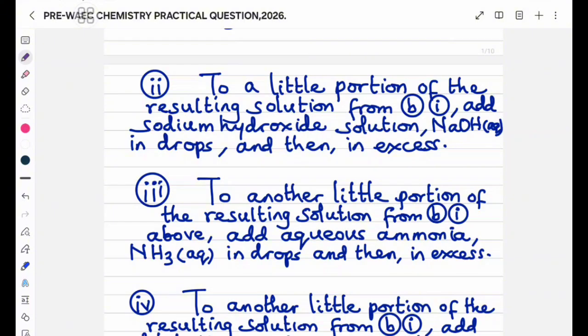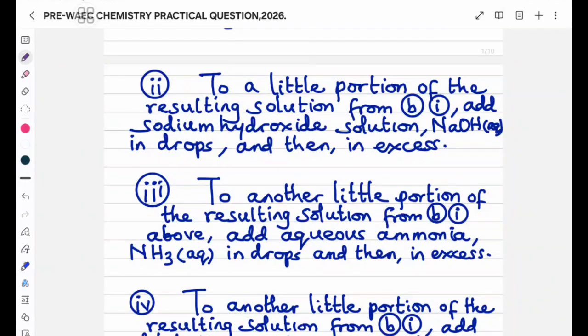Normally, if a white solid should dissolve in water or anything that is aqueous, like aqueous acid, it should dissolve to give a colorless solution, a clear colorless solution. Any white solid, if it dissolves in water or any aqueous solution like dilute acid, it should give a colorless solution.